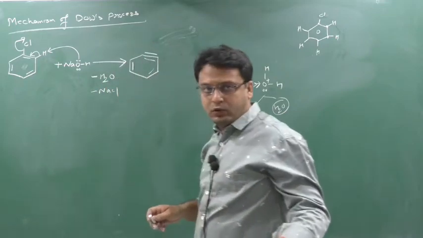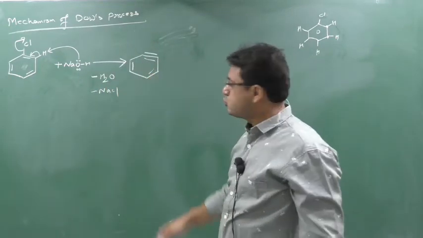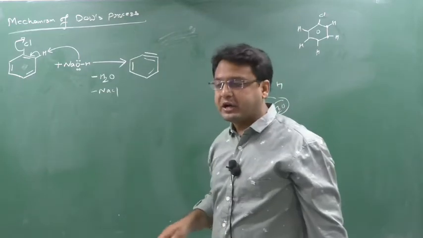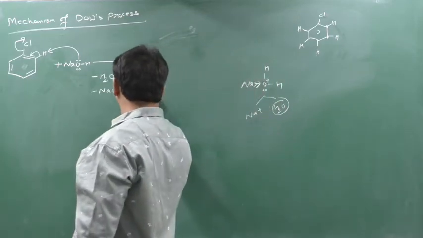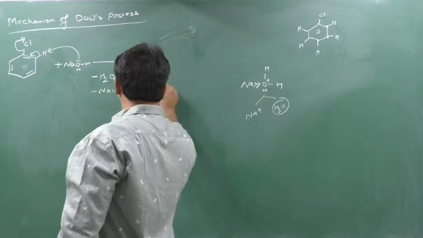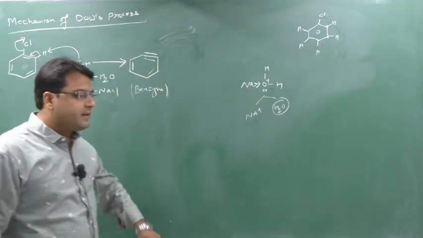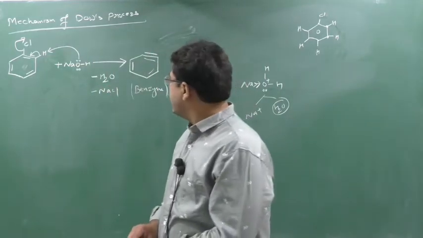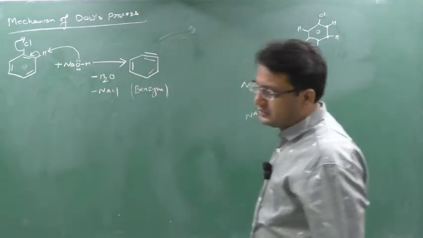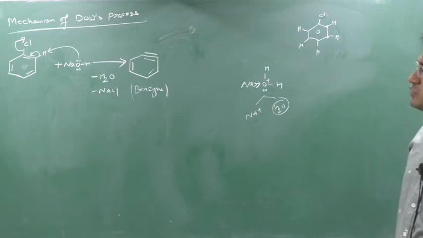Carbon-carbon can have a triple bond, no? Yes, carbon-carbon can have a triple bond. So this is nothing but your intermediate generated, which is known as benzyne. This is the intermediate which is generated during the reaction, known as benzyne. Understanding or not?